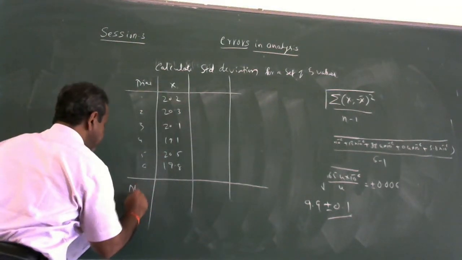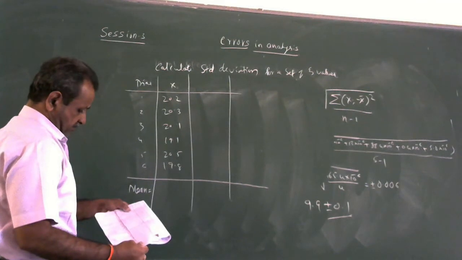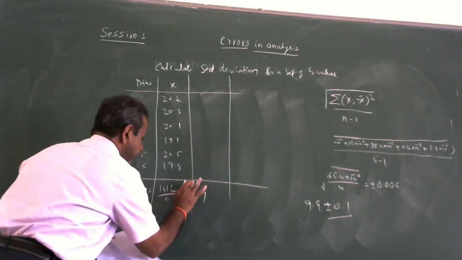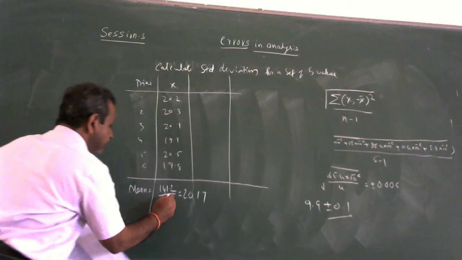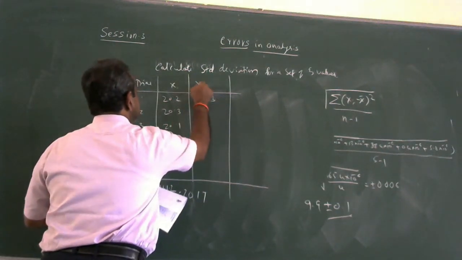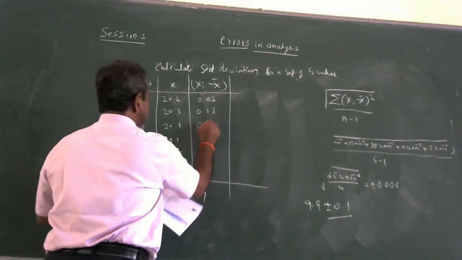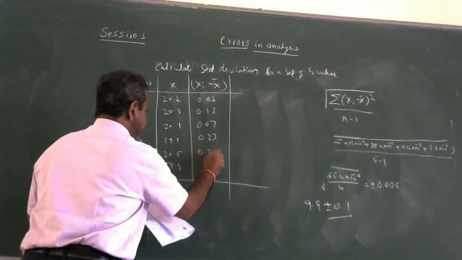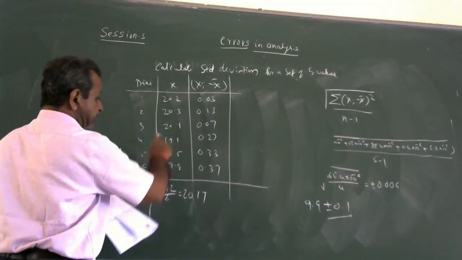So the mean is equal to, first we have to take the sum of all 6 values, which is 141.2 divided by 6. It comes around 20.1. So now the difference between the values and the mean, the deviations, comes to 0.76, this is 0.13, this is 0.07, 0.27, 0.33, and more. We take the difference, like 20.17 minus 19.3, like this.